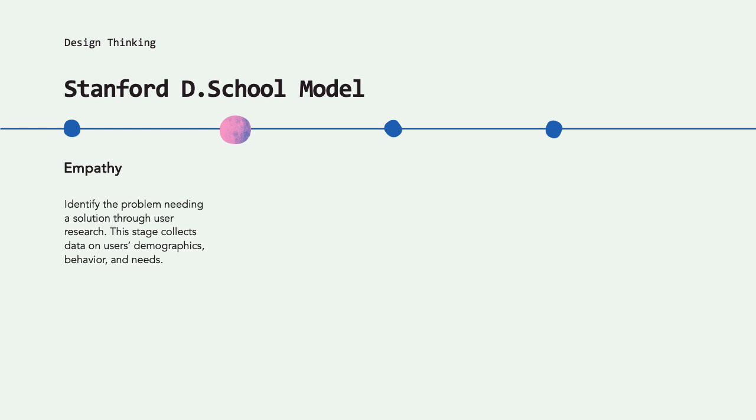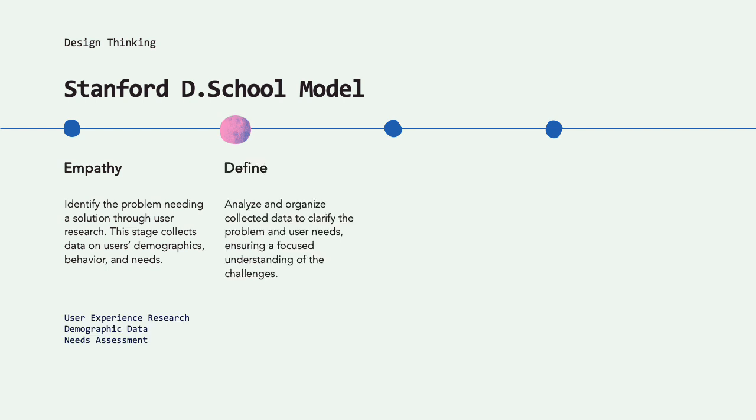Empathy was the first stage, identifying the problem needing a solution through user research. This stage collected data on users' demographics, behavior, and needs. The next stage was define. Analyze and organize collected data to clarify the problem and user needs, ensuring a focused understanding of the challenges.